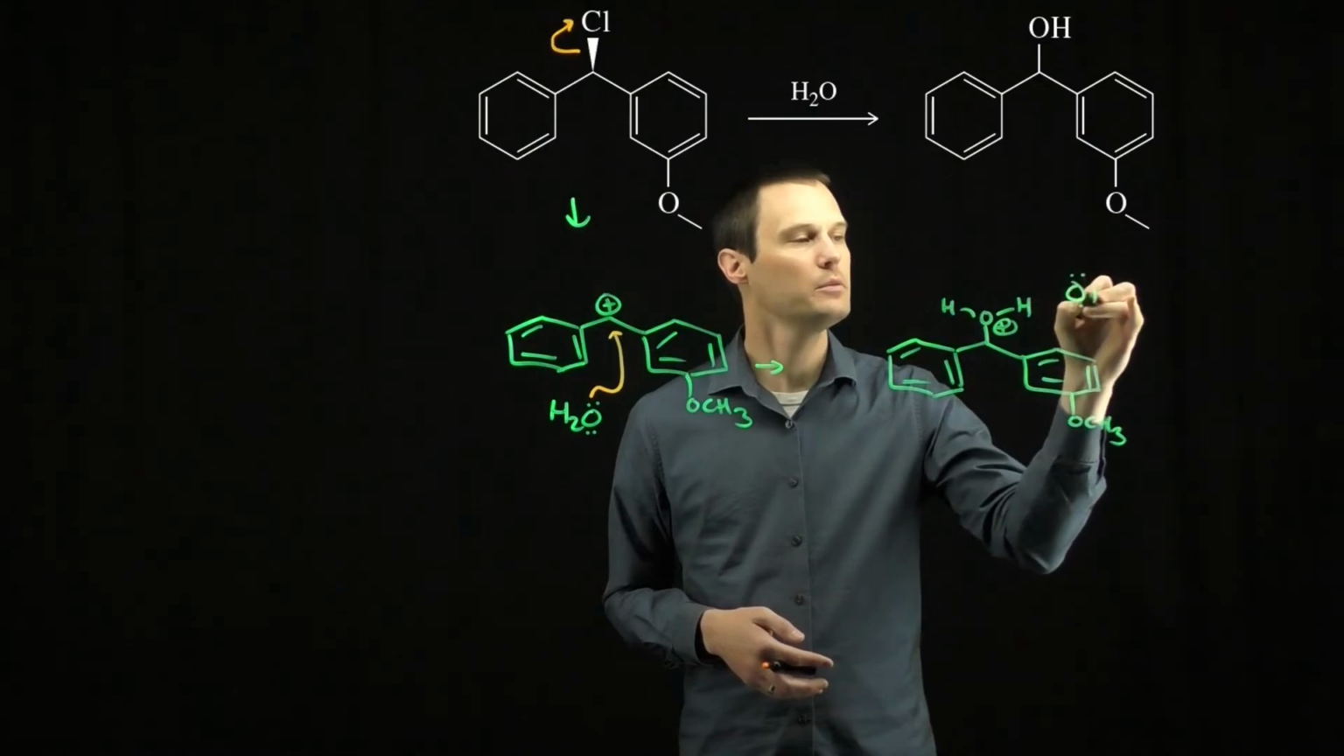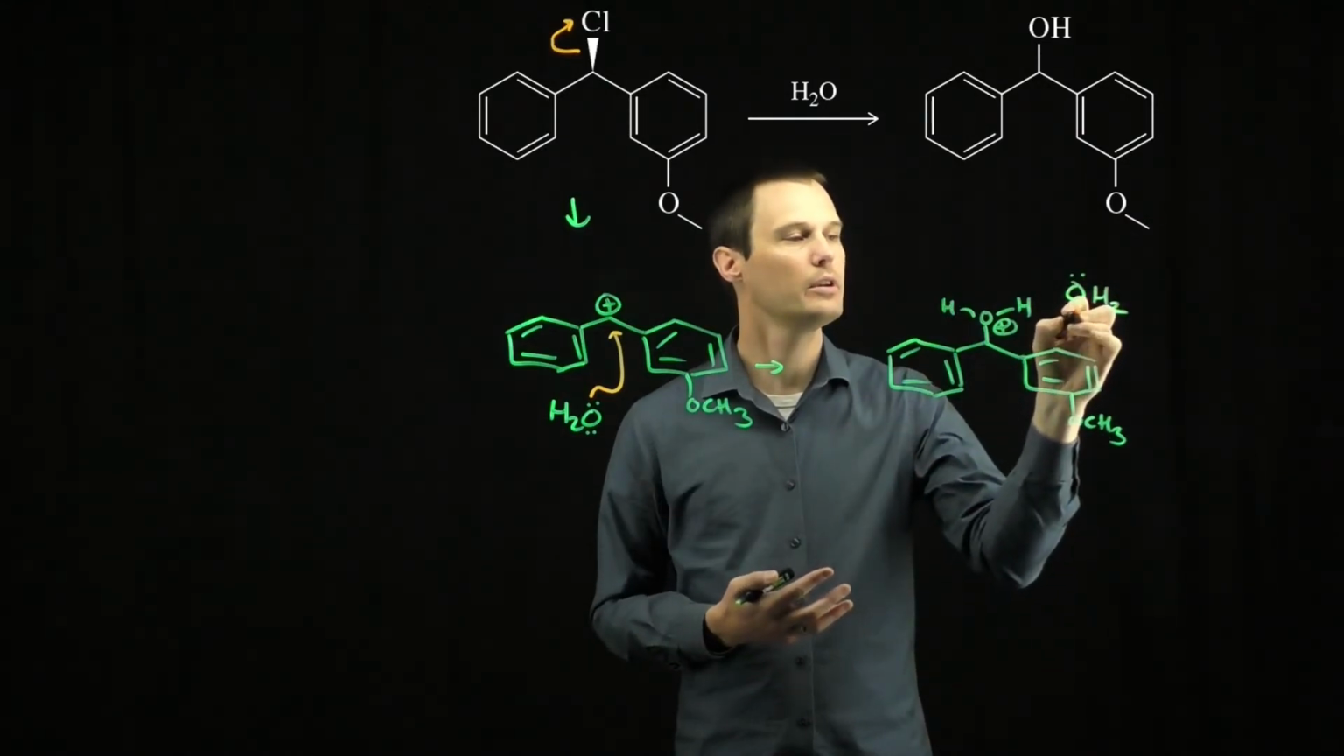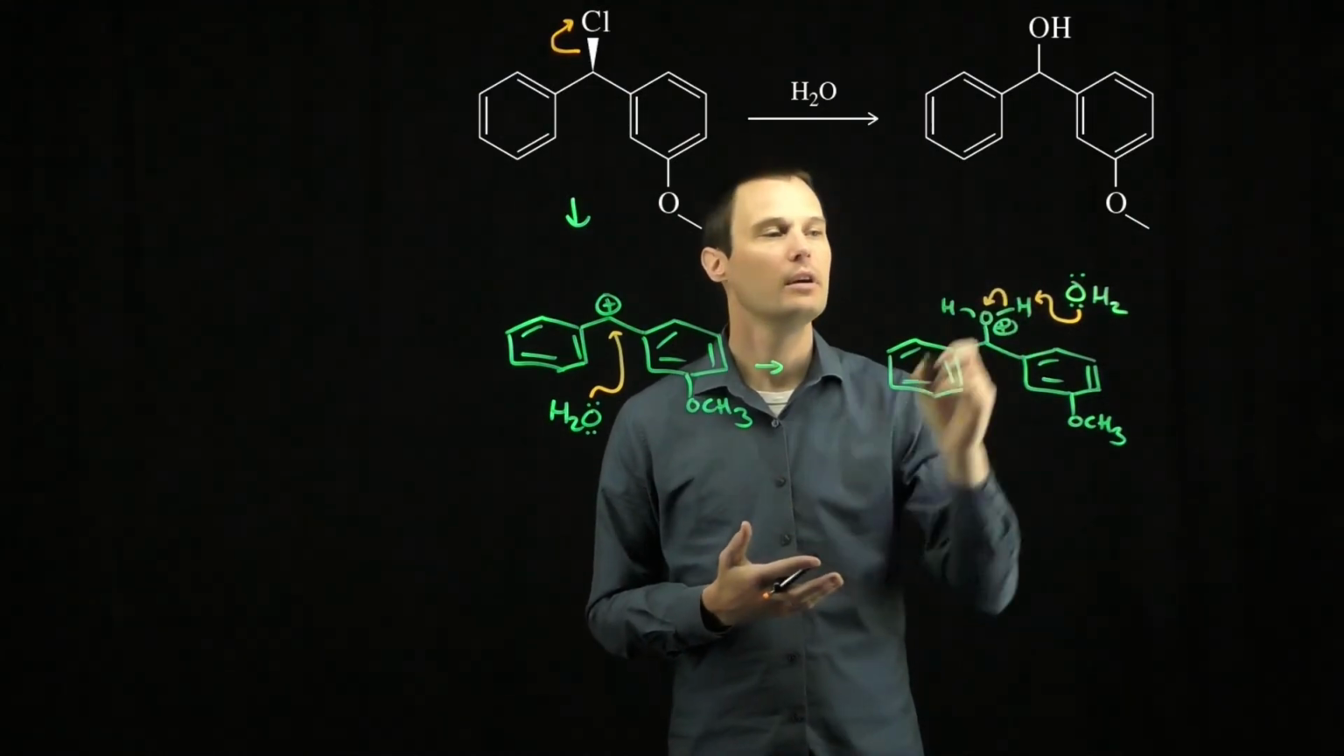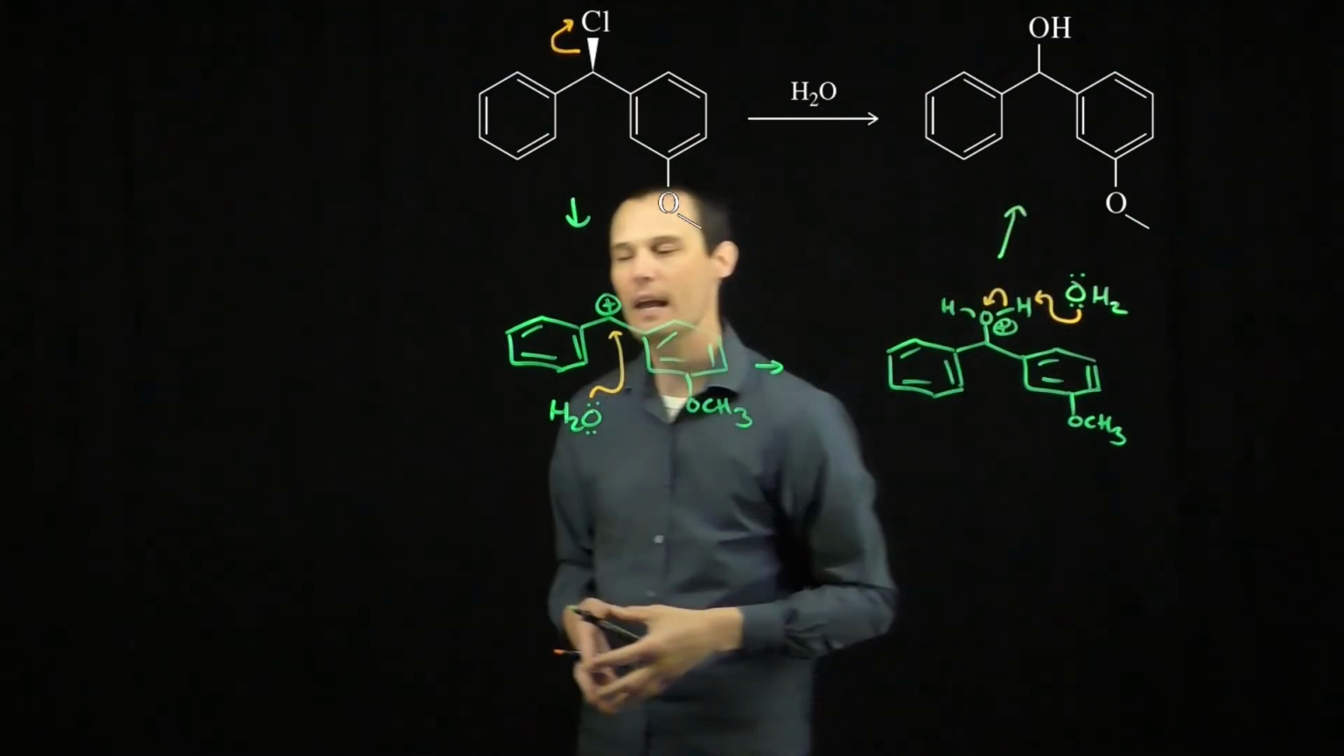To finish out the mechanism, we'll need to neutralize the product. We can use another molecule of water to take one of these acidic hydrogens, do an acid-base reaction, and that will form a final product of this SN1 reaction.